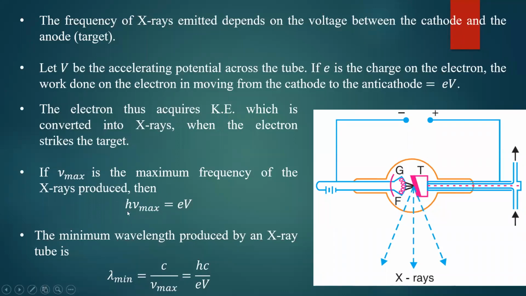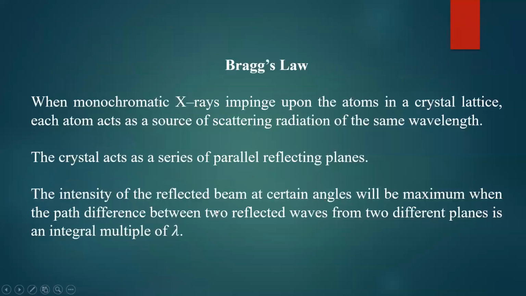The maximum frequency of the X-ray produced by Coolidge tube is given by h nu max equal to eV. The minimum wavelength of the X-ray produced is lambda minimum equal to hc by eV. These two formulas you have to remember corresponding to the production of X-ray. Next we will try to complete Bragg's law also.